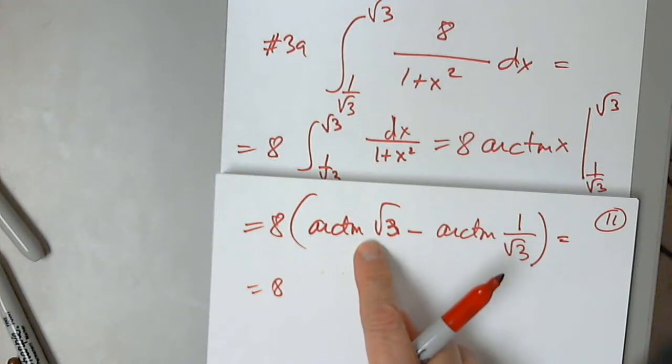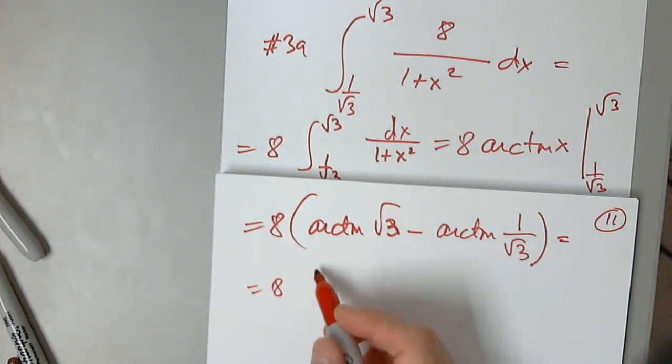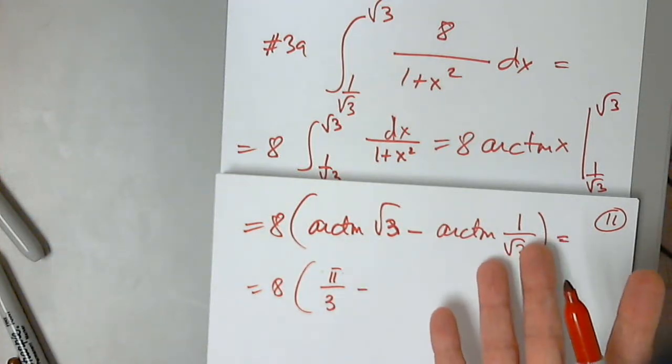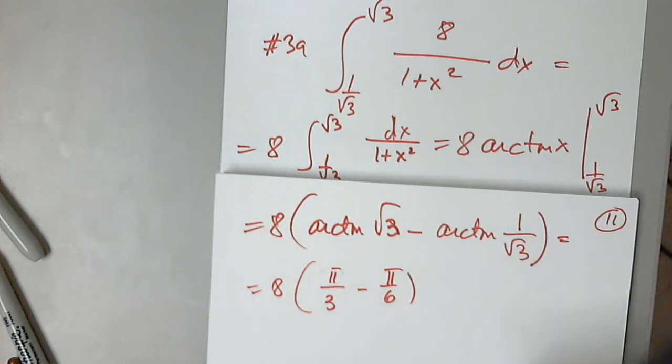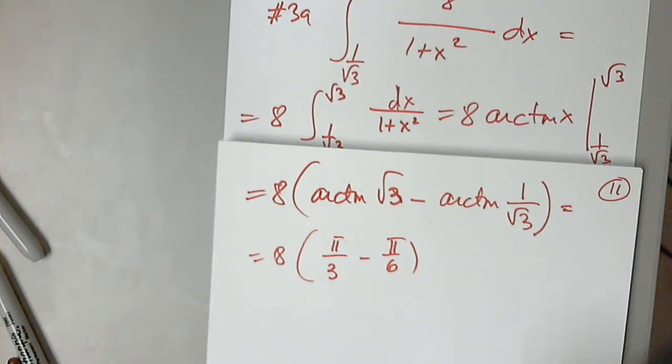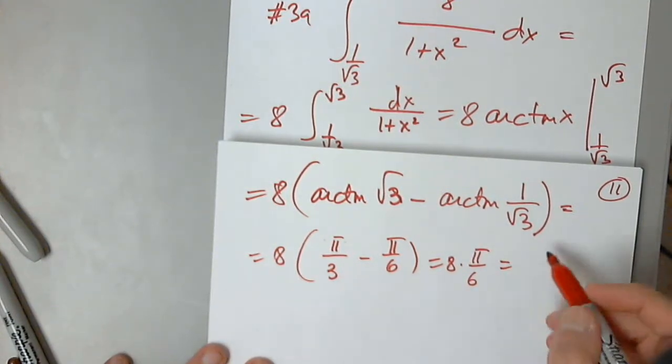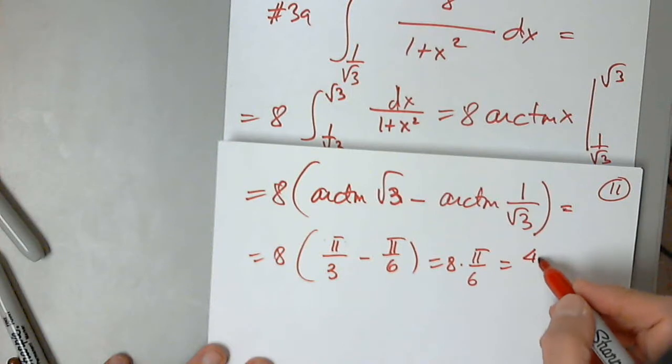This is, yes, the bottom one, and this one must be pi over 6. But pi over 3 minus pi over 6 is pi over 3, because it's 60 degrees minus 30 degrees. So 8 times pi over 6, which is 4 pi over 3.